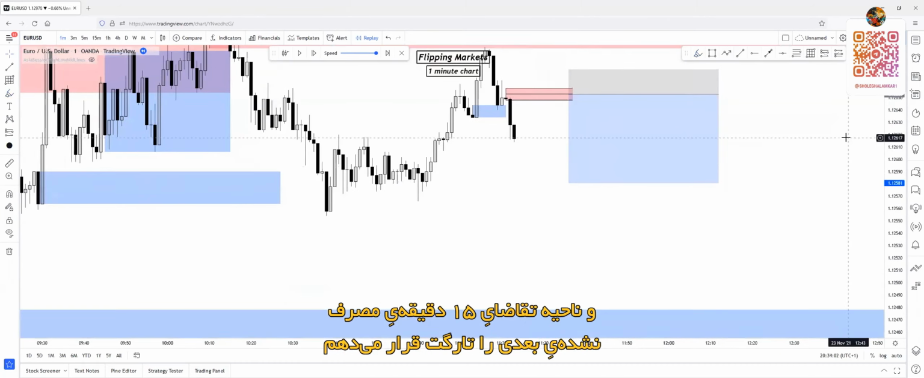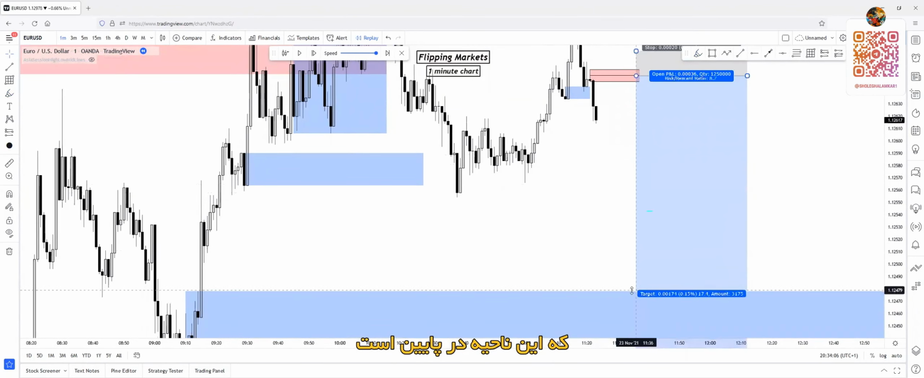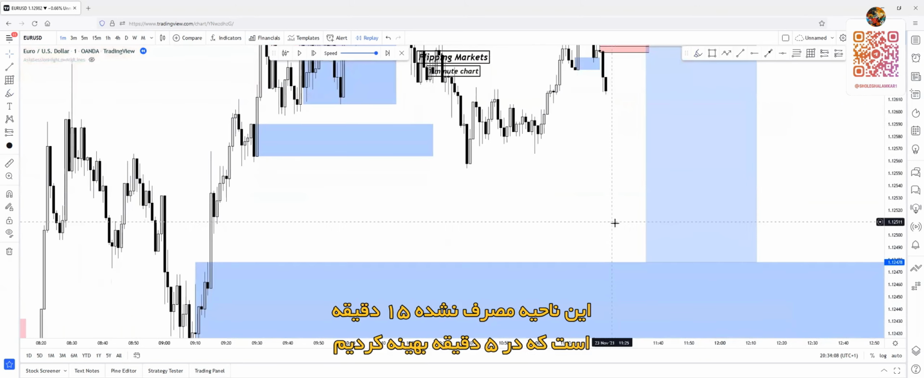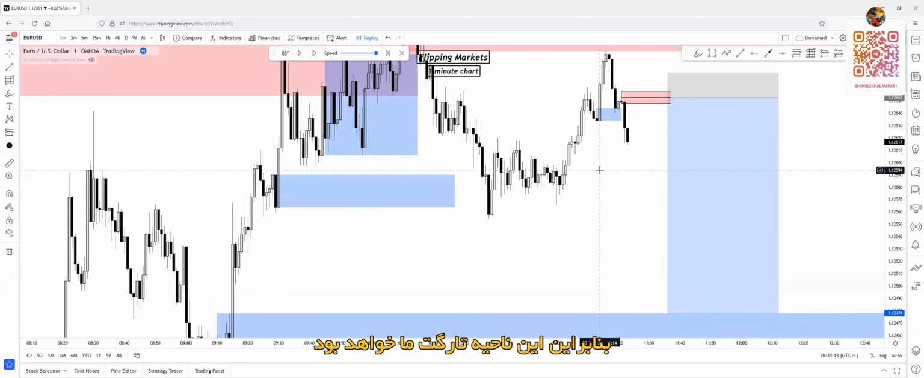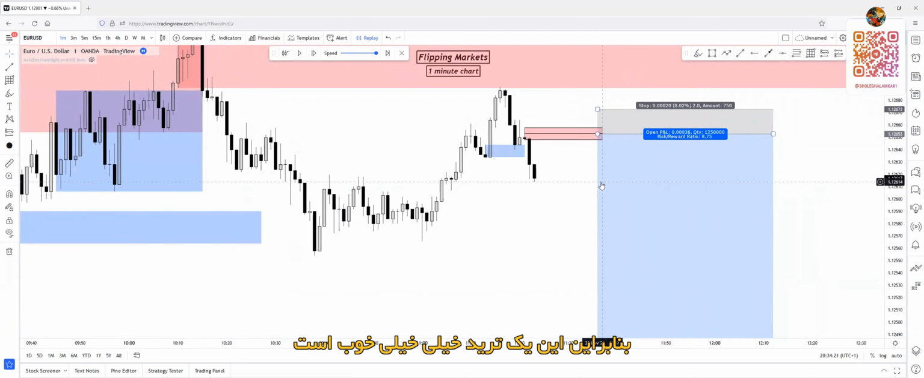I will aim for the next unmitigated 15-minute demand zone, which is this one down here. This is our last unmitigated 5-minute zone refined from the 15-minute demand zone. So this will be our target point. Okay, as you can see, the risk-reward ratio is almost 1:9. So this is a really, really good trade.